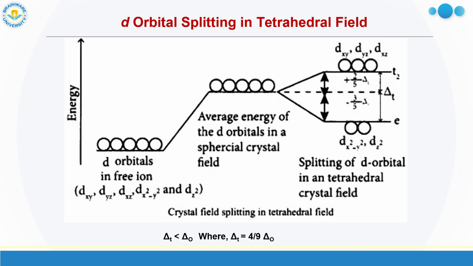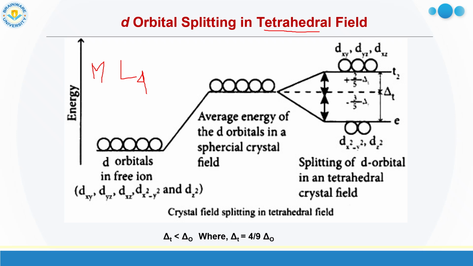Now if the case is tetrahedral, then what happens? There also splitting occurs. Tetrahedral means there will be one metal, and how many ligands are there? There will be 4 ligands, L4, and the one metal. So octahedral means 6 ligands, tetrahedral means 4 ligands. The major difference is that for tetrahedral complexes the ligands approach the metal center in between the axes, whereas for octahedral complexes ligands approach along the axes.